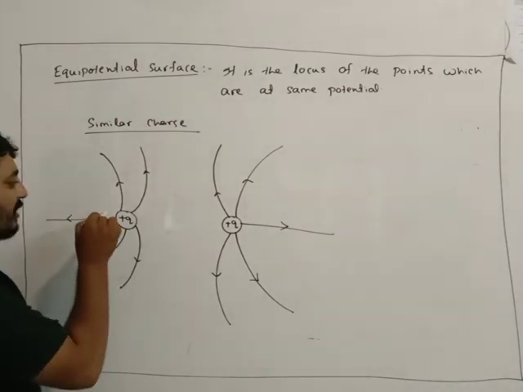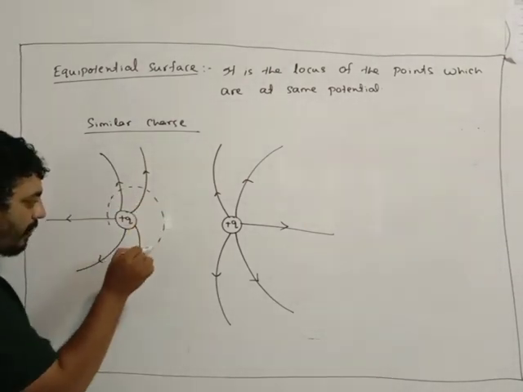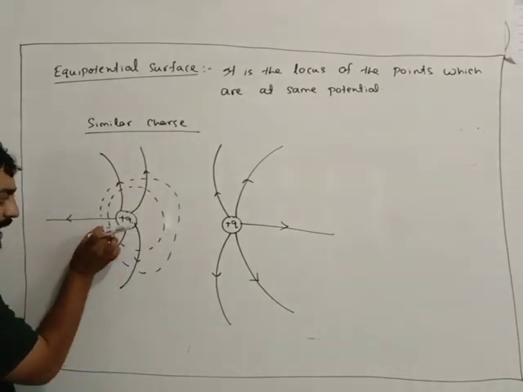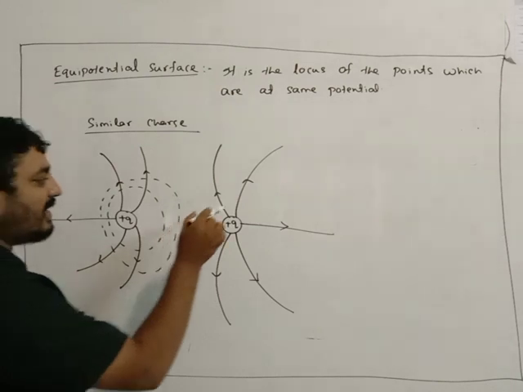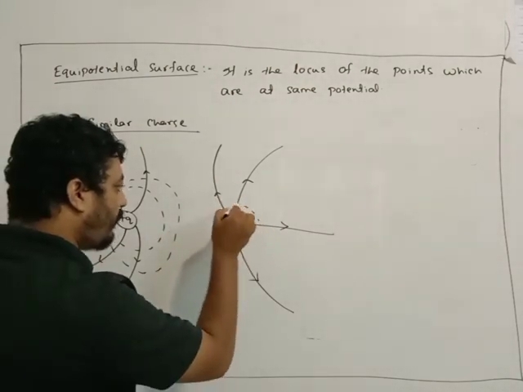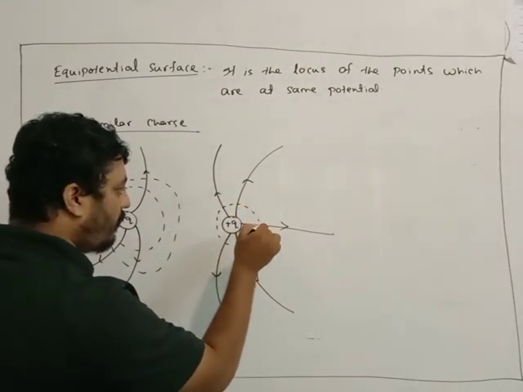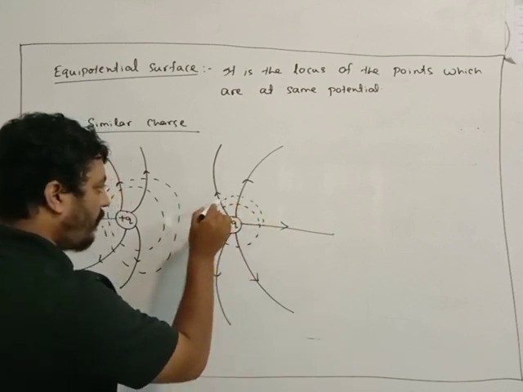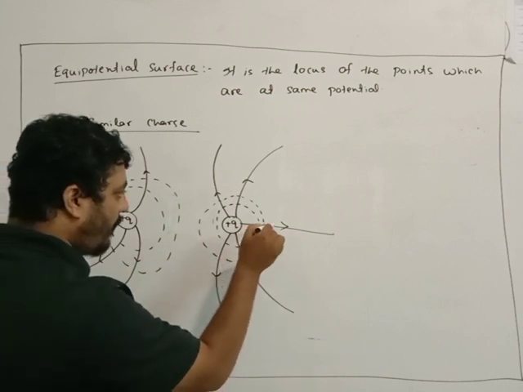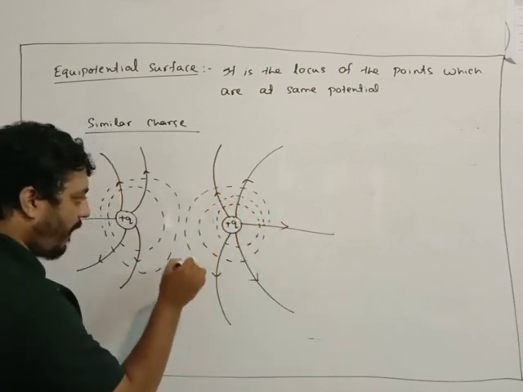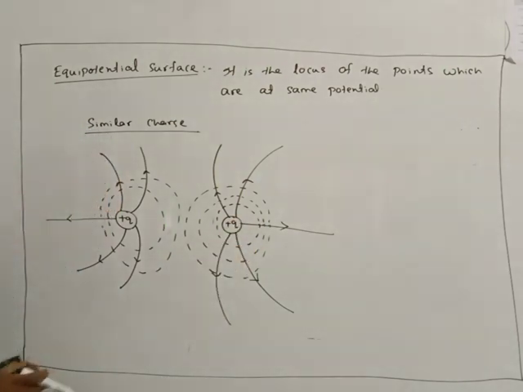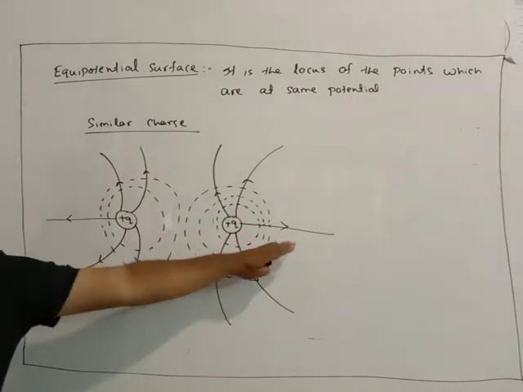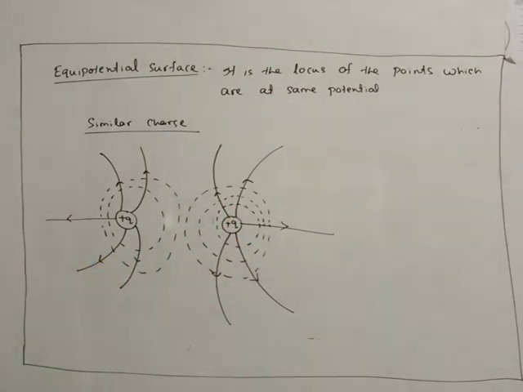Now, equipotential surface, they are like this here. At this side they are closed, here they are separated. This will be the equipotential surface. In the middle they are separated and at this side they are closed.